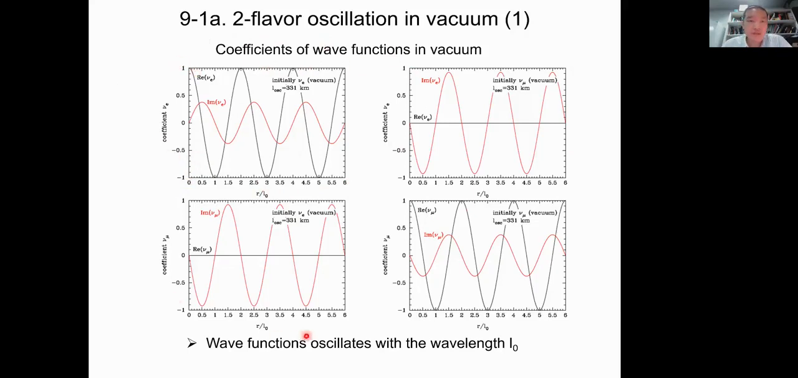For these left panels, we assume that initially neutrinos are produced as electron type neutrino. Then the phase of the wave function changes. Also, a new mu component of the wave function evolves. These right panels show the case of initial mu neutrino. So it has a typical oscillation length scale, and both the real part and imaginary part of the wave functions evolve. And the oscillation period is the oscillation length in vacuum, L0.